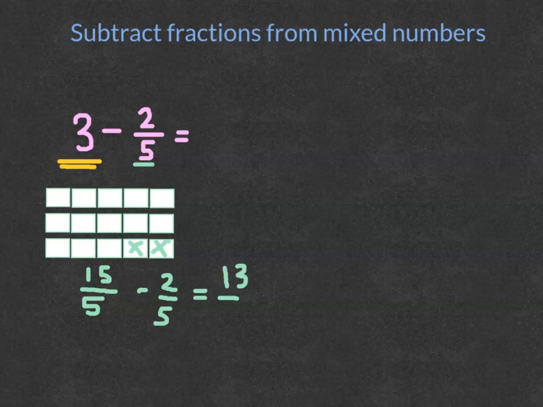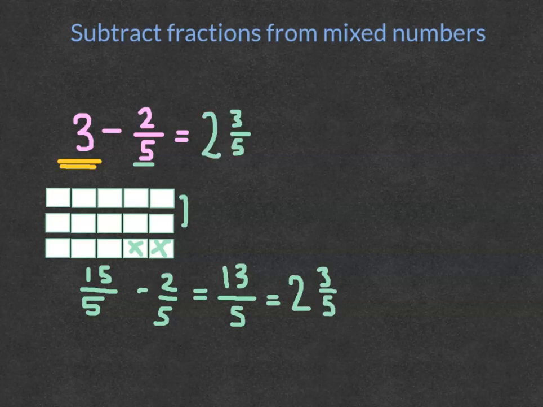15/5 take away 2/5 will leave us with 13/5. Now we need to change that back into a mixed number. We can see that it's 2 wholes and 3/5. So 3 subtract 2/5 is equal to 2 3/5.